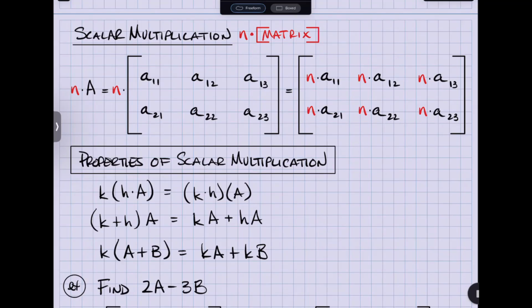So every single entry is going to get that scalar multiplication. It's going to get distributed. And the property is just saying, if I had a scalar or a number in front called k and a number in front called h, it doesn't matter if I multiply h and k together and then multiply through the matrices, or I can multiply one number through the matrices and then multiply the other number through the matrices. I should still get the same thing, which makes sense.